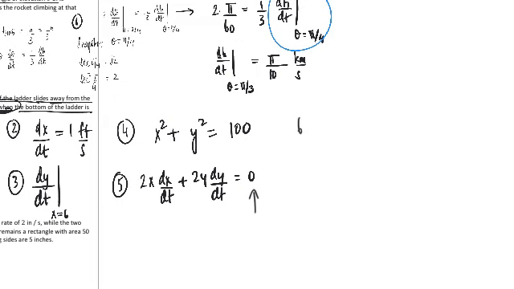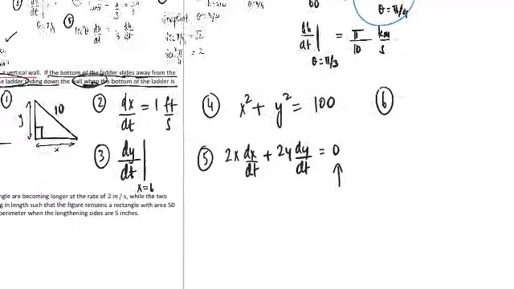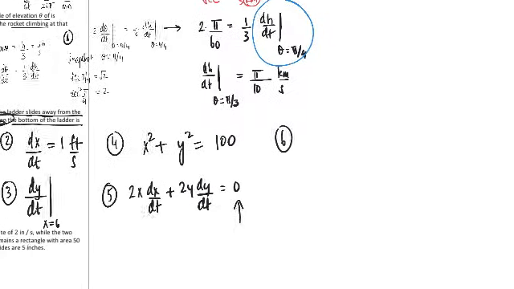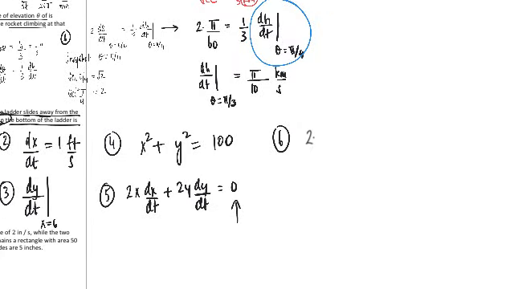Okay, then step 6 is our snapshot time. So at the snapshot moment, x is equal to 6, and dx/dt is always 1 foot per second. So I can put the numbers in. 2 times 6 times 1 plus 2y dy/dt is equal to 0, right?